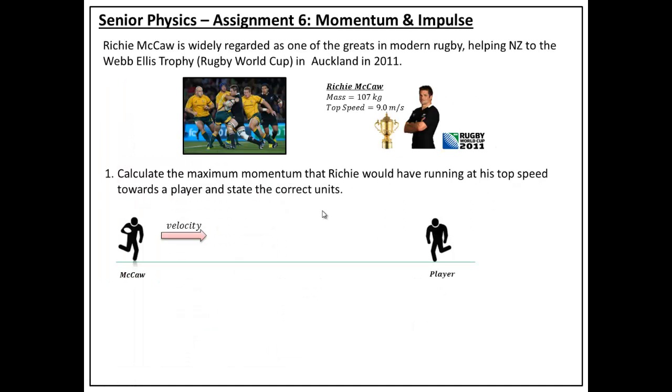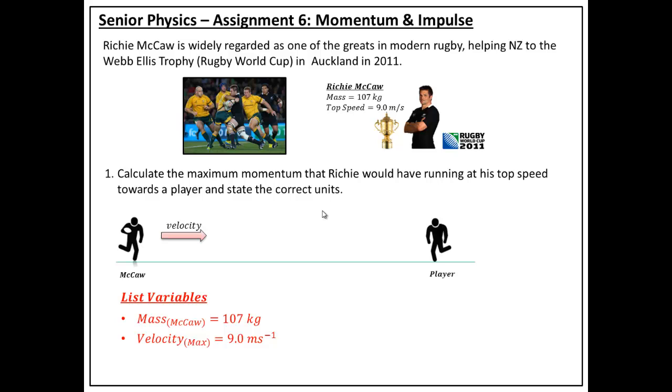The first question is a fairly straightforward one, asking you to calculate Richie McCaw's maximum momentum. This would be when he's running at his maximum velocity. For any calculation question though, we should first list our variables, and from the question above we can see that his mass is 107 kg and his maximum velocity is 9.0 meters per second. Momentum is the product of these two values.